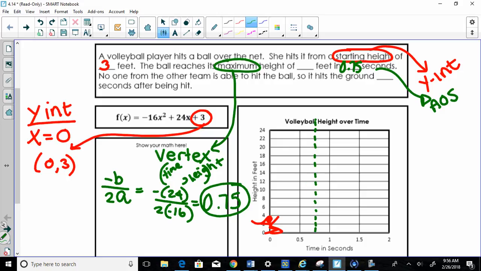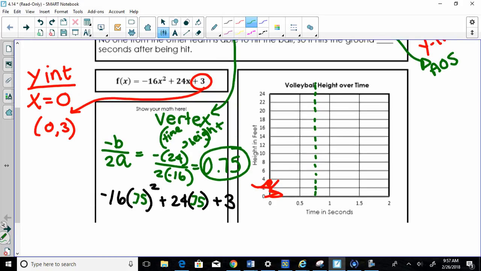To get your y-coordinate, what do we have to do? Plug it in. So let's rewrite the equation. Remember, you can type this right into your calculator. Negative 16x squared plus 24x plus 3. And instead of the x's, what am I going to put in for x? 0.75, right? So you can type that right into your calculator. Not the y equals, but the regular calculator. And so when you do that and you put it in your calculator, what does your answer end up being?